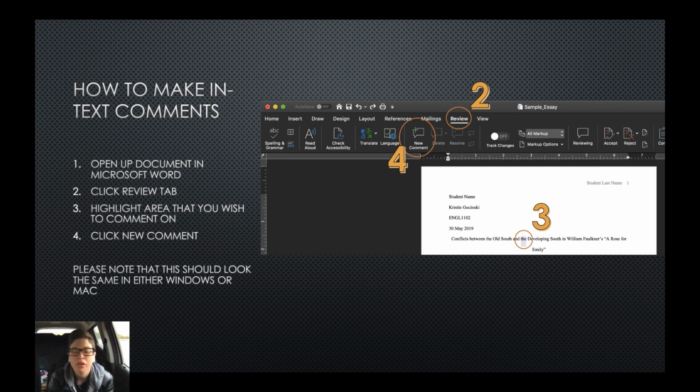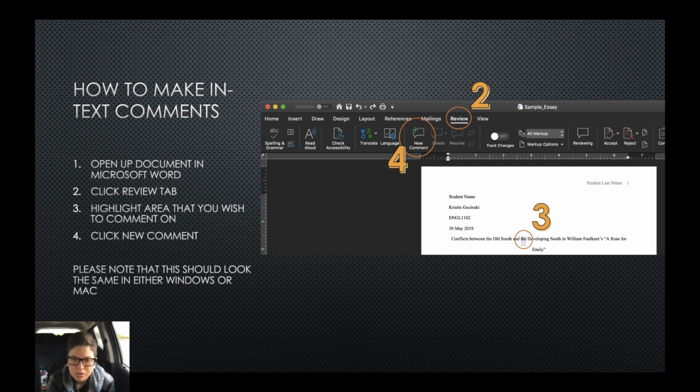Okay, if you go in there, then go into tips and tricks for our course, you're going to be able to find how to download Microsoft Word for free. So you open up the document in Microsoft Word, you click the review tab, you can see it, it's got the big number 2 next to it on the screenshot, and then you highlight the area that you want to comment on in the essay, right?